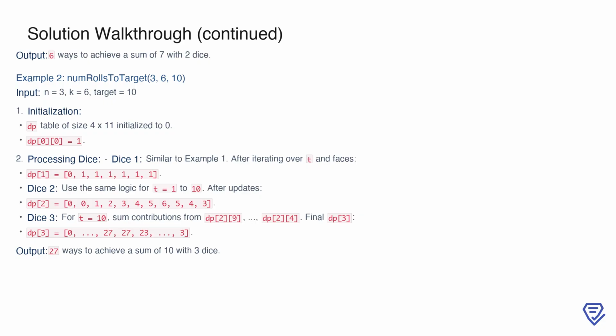Finally, for the third die, we extend this approach to calculate contributions for sums up to 10. Specifically, for dp[3][10], we sum results from dp[2][9] down to dp[2][4], accounting for all possible face values. After completing the updates, the final state of dp[3] includes 27 ways to achieve a sum of 10 with 3 dice.